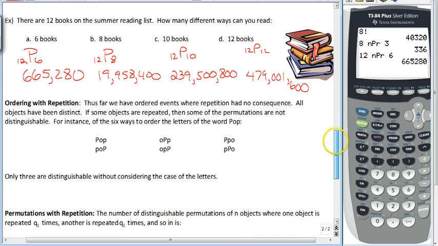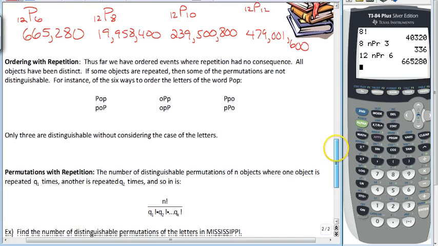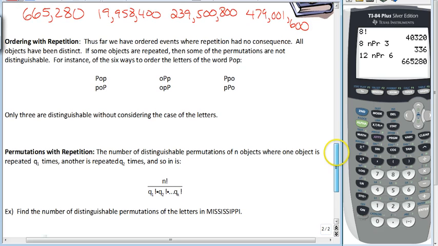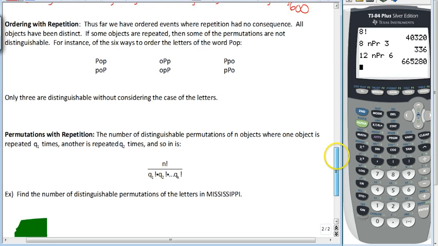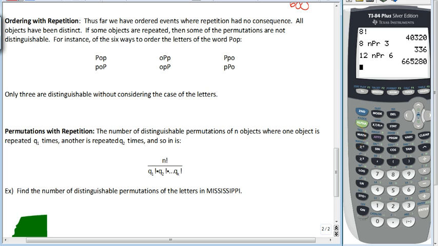So, ordering with repetition. So far we've had events where there's no repetition, so all objects have been distinct. So if some objects are repeated, then some of the permutations are not distinguishable.